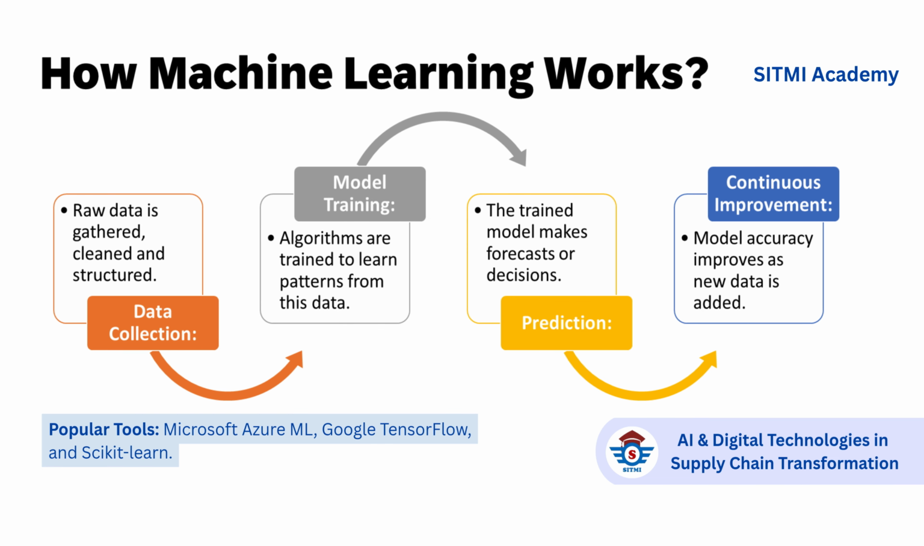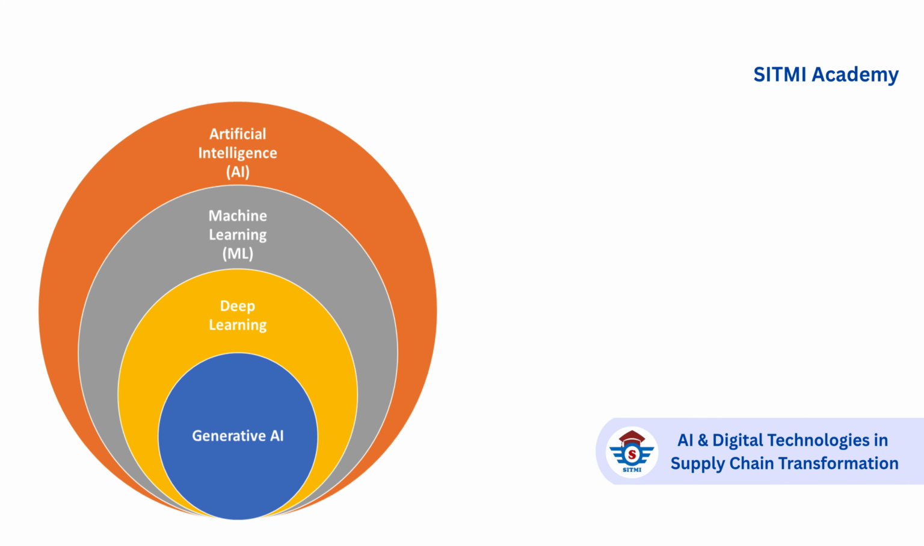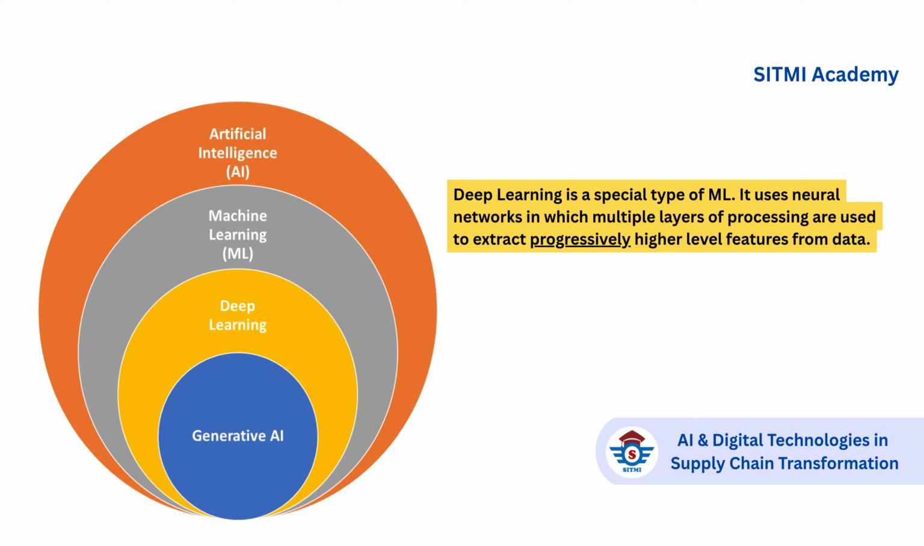Now let's talk about the next subset, which is deep learning. Don't worry if this sounds complicated. We'll make it very simple. Deep learning is actually a special type of machine learning. It uses something called neural networks, which are inspired by how our human brain works. Think of it like this. Our brain has millions of tiny switches called neurons, and they pass signals to each other to recognize things.